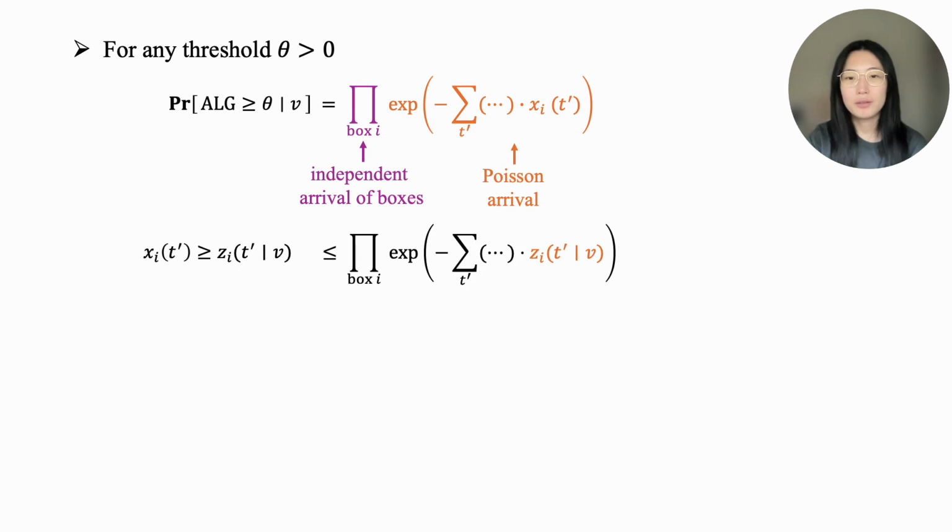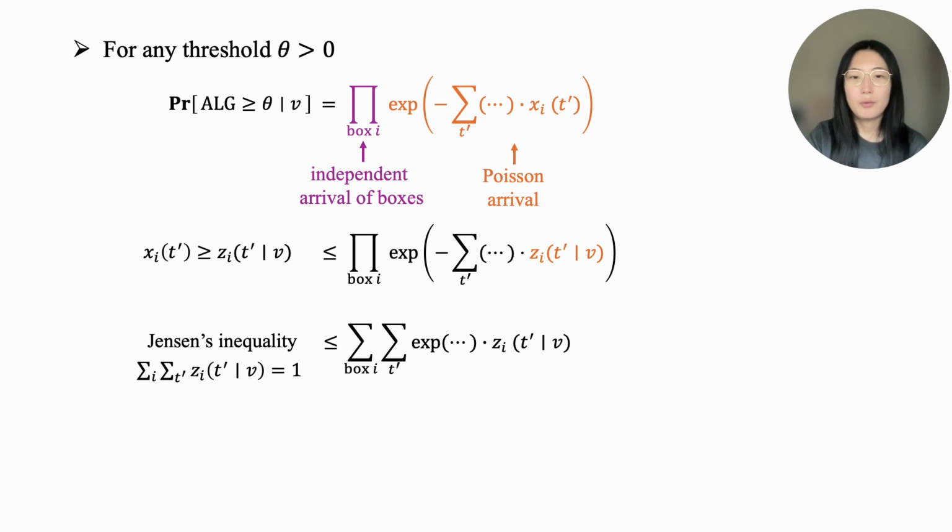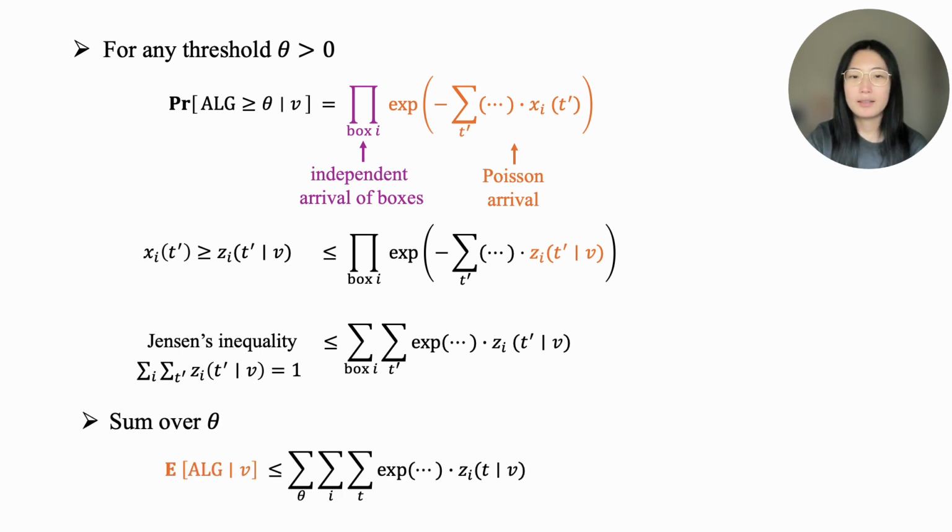And recall that we want to make it only related to z, so the first step is to relax the x variables into z by the LP constraint. And then we want to linearize the expression, where we can apply Jensen's inequality thanks to the fact that the sum of z variables is 1. And the last step is to sum over the threshold theta to get the expected total cost, which finally is bounded by the sum over t and i of t plus vi times z.